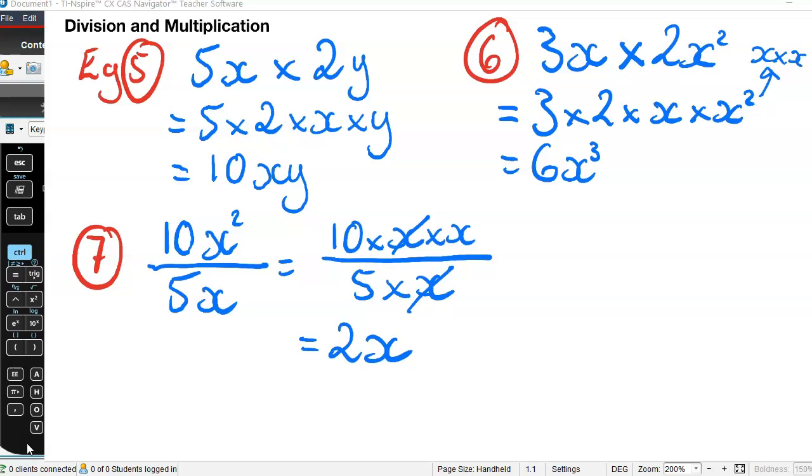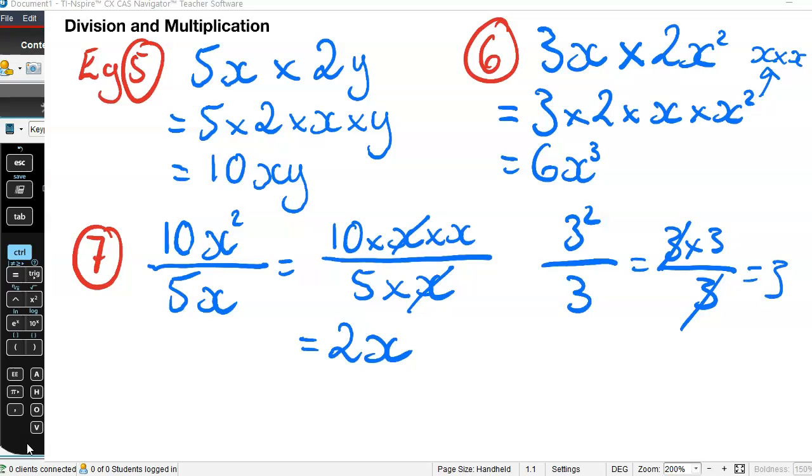You could think of this being, if x was 3, that's like 3 times 3, or 3 squared divided by 3. Well, that's 3 times 3 divided by 3. We know 3 squared is 9. So they sort of cancel out, and that's why you get left with 3. Okay. That's how you get all of that.